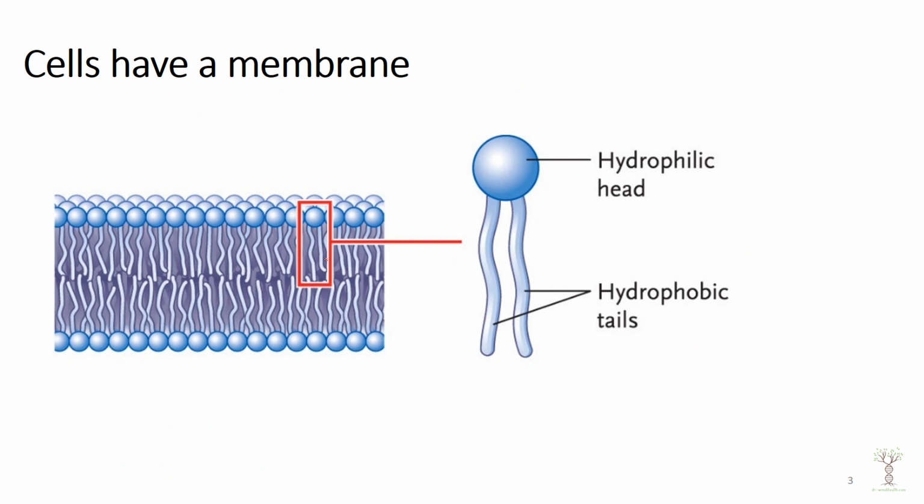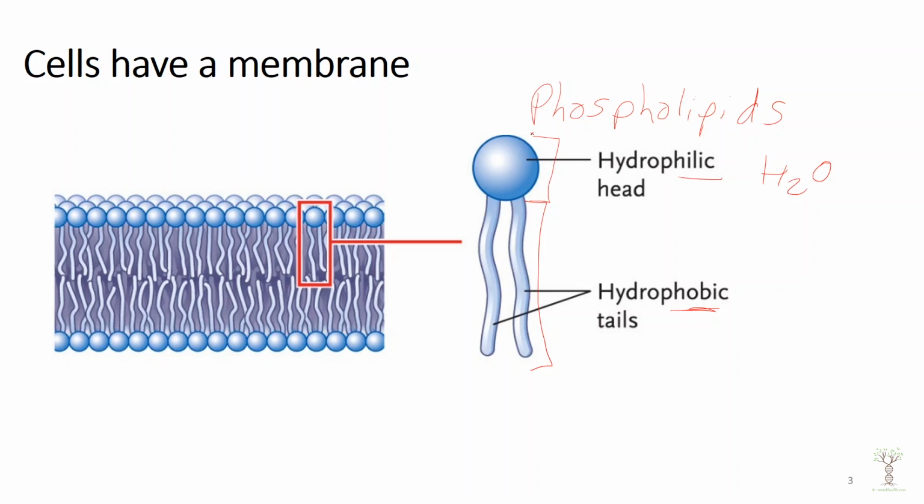Next, we're going to look at our cell membrane. All cells have a membrane, and the membrane is composed of very special fats called phospholipids. Phospholipids have two different components. The head part is hydrophilic, so it likes water. And there are two tails, and they are hydrophobic, so they do not like water.